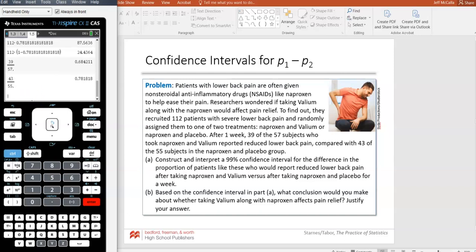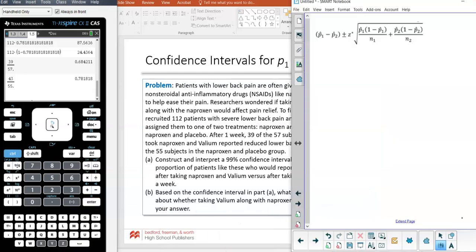So those are your two P hats there. So you would start by writing out P hat 1 minus P hat 2, so 0.68 minus 0.78 plus or minus. So this would be like negative 0.1, somewhere in that neighborhood. The critical value, how do we find that for this, this is 99% confidence. We don't really have that memorized probably.